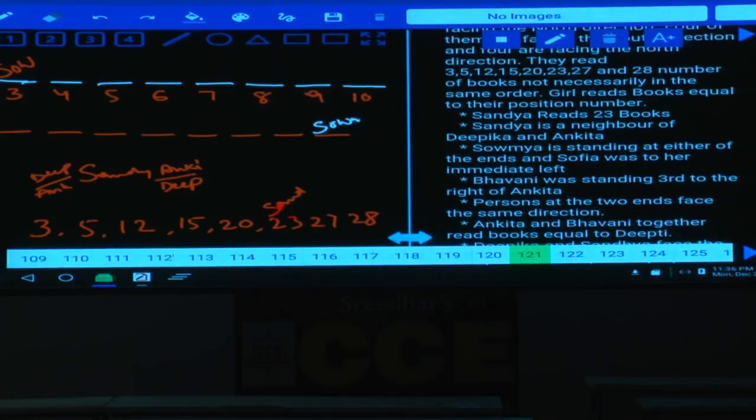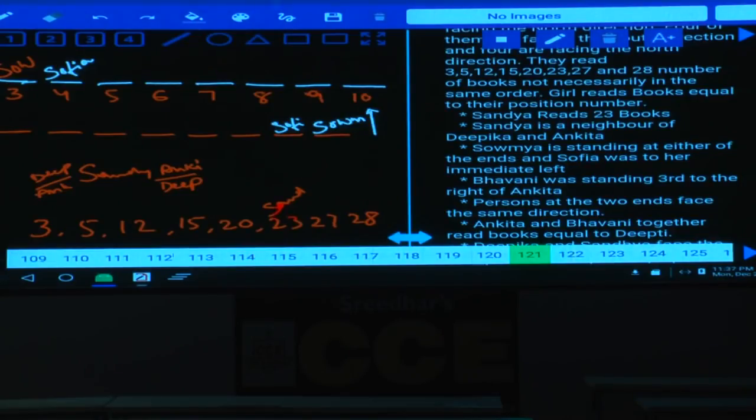Soumya can be at this place, or Soumya is to the left hand side. Now Soumya is sitting at either end of the row and Sophia was to her immediate left. As Sophia was to her immediate left, this Soumya must be facing towards south, and here this Soumya must be facing towards north, and Sophia is to the immediate left hand side. Are you following this one or not?